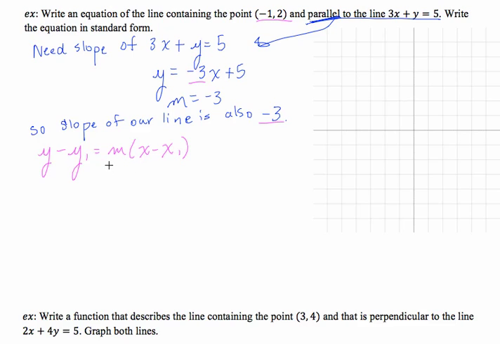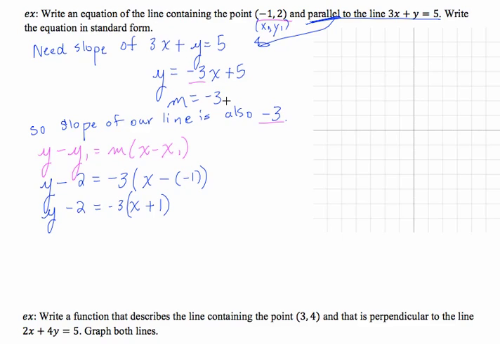So we know m is -3, and this I'm going to call x1, y1. So we have y minus y1, which is 2, equals the slope, which is -3, times x minus x1, which is -1. Simplifying this, we get y minus 2 equals -3 times x plus 1. So there's the equation. Now we just need to write it in standard form.